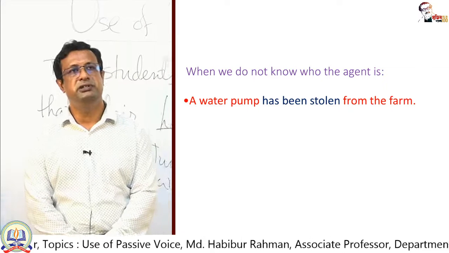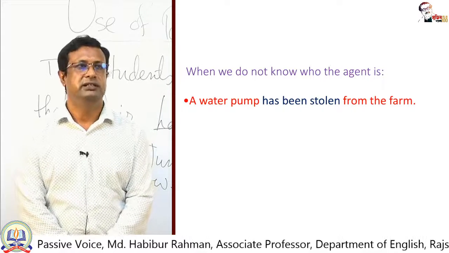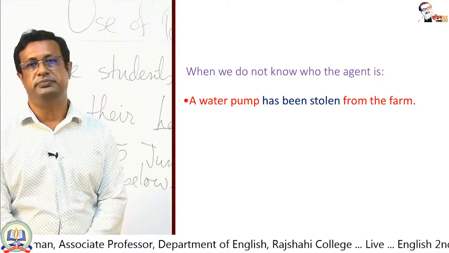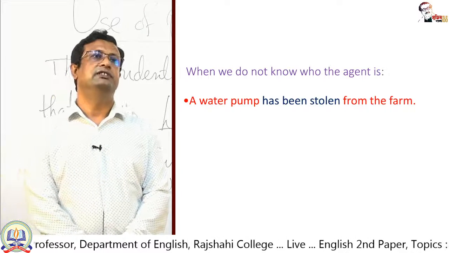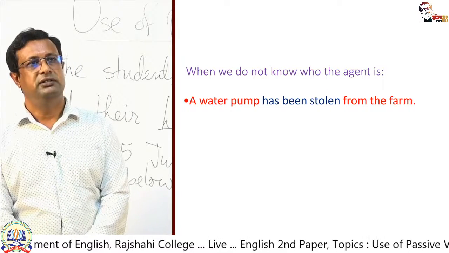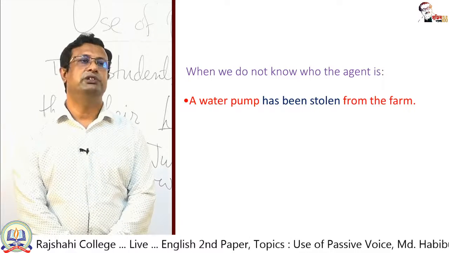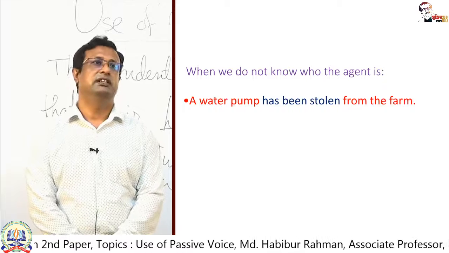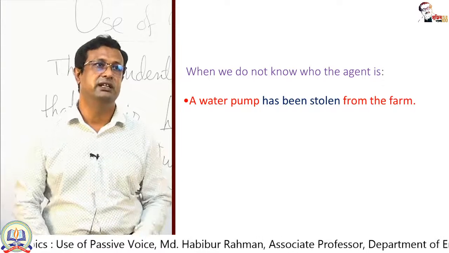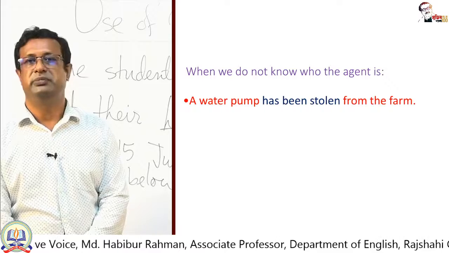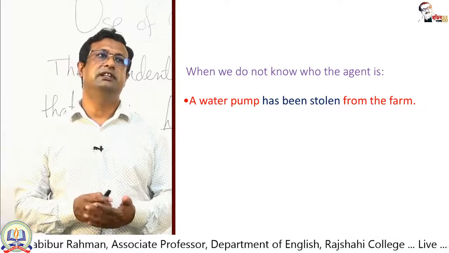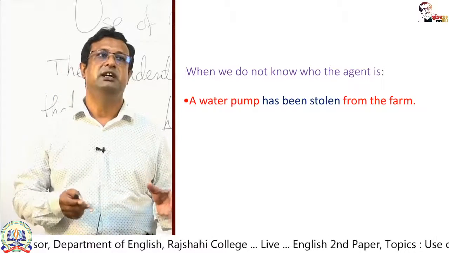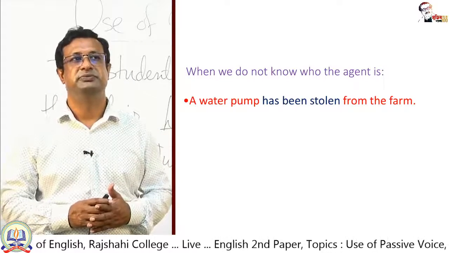Actually, we want to mention that a pump has been stolen. That is important. And another thing, we don't know who stole the pump. The thief is not found, the thief is not seen. That is why it is not possible for the speaker to mention the name of the thief. But there is a real object which has become the subject here, that is a water pump. If a thief steals a pump, thief is subject, pump is object, but here in the sentence, pump has become the subject.